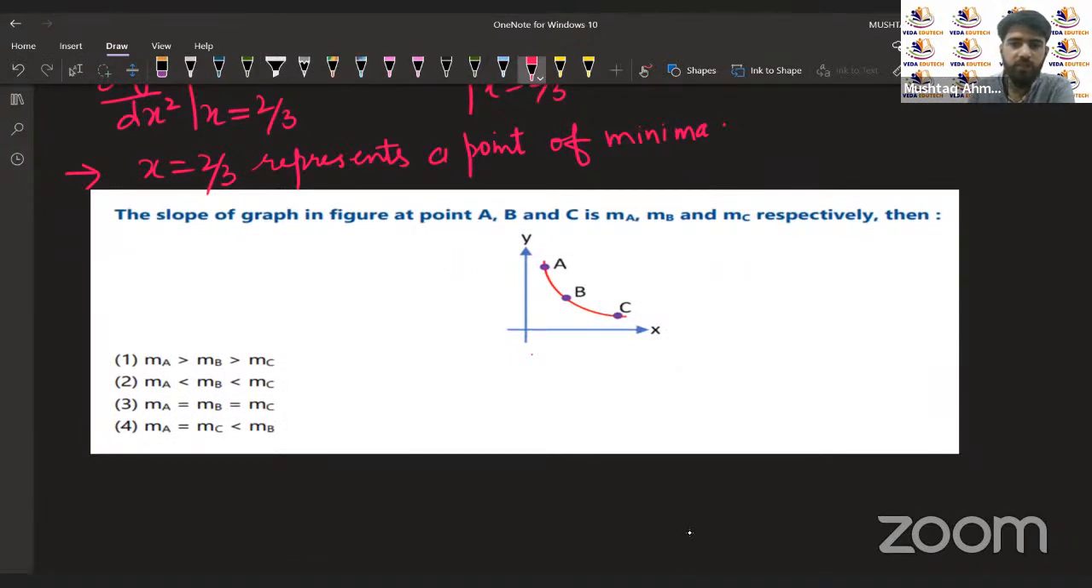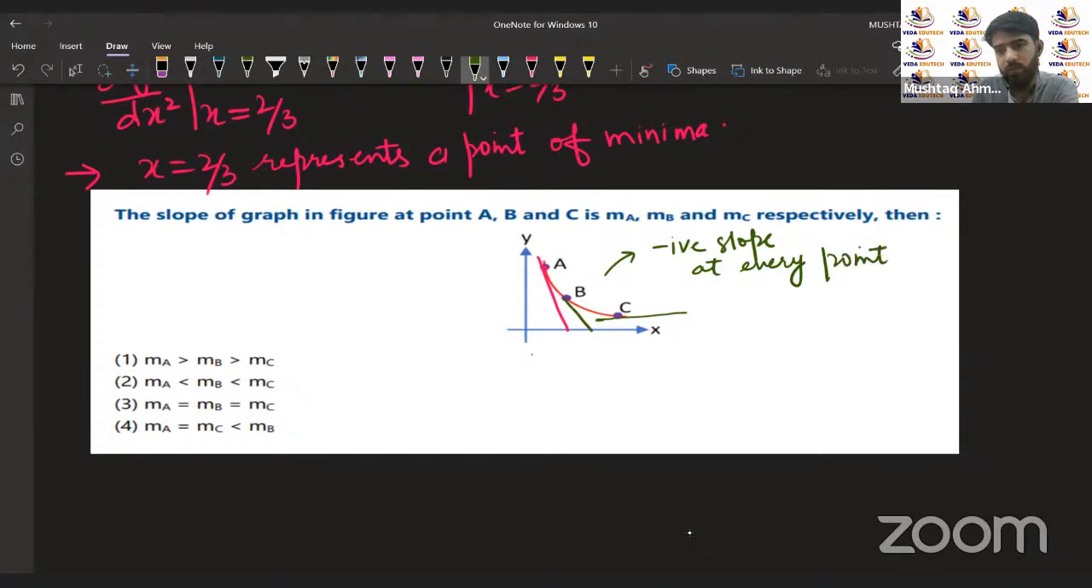We can clearly see that if I draw a tangent at point A, it will be like this, and at point B, the tangent will be like this, and at point C, the tangent is just like this. We can clearly see the slope of this curve at every point is a negative slope.